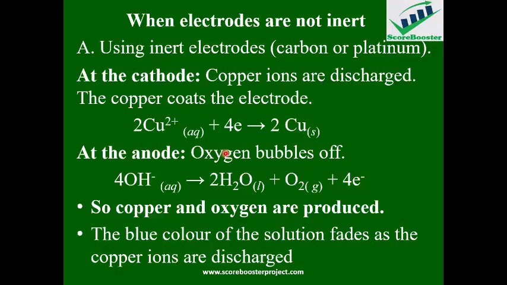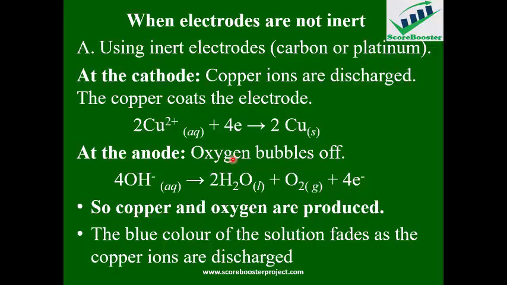So at the anode, oxygen bubbles off. Yes, because there's copper sulfate, so oxygen is discharged. Sulfate is far from oxygen. We can't consider the second point, the concentration. In this case, we consider the position of ions on the electrochemical series. So when they are far, it's only when they are close that we consider the concentration of ions. So the copper and oxygen are produced.